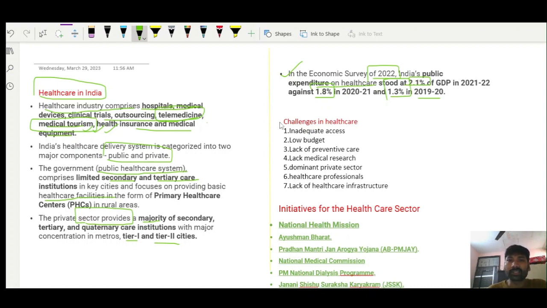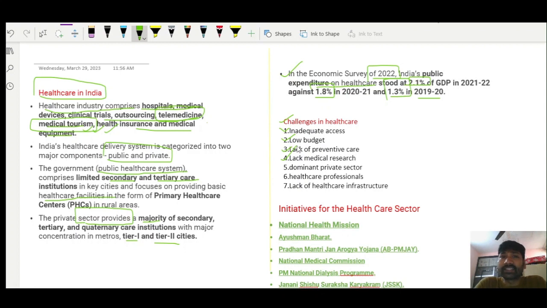Some of the challenges in the healthcare sector are inadequate access, lack of accessibility of healthcare, and lower budgetary allocations for the healthcare sector. Lack of preventive care is also one of the major challenges in the healthcare sector, and lack of medical research.